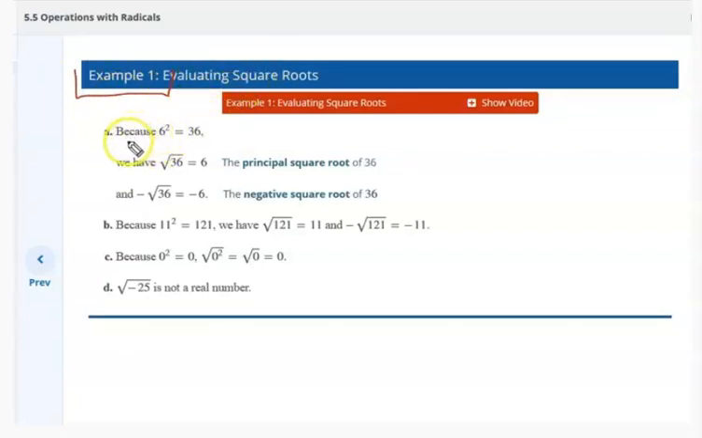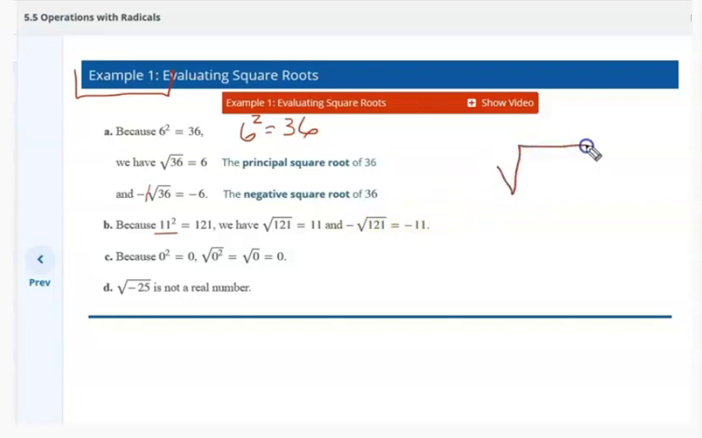So if we are evaluating square roots, 6 to the 2nd is 36. So the square root of 36 is 6. Now, if there's a negative sign in front of the radical, then you think of that as multiplying it by a -1, which would make it a -6. All right, B, 11 squared is 121. So the square root of 121 is 11. And if you have a negative square root of 121, that is a -11.